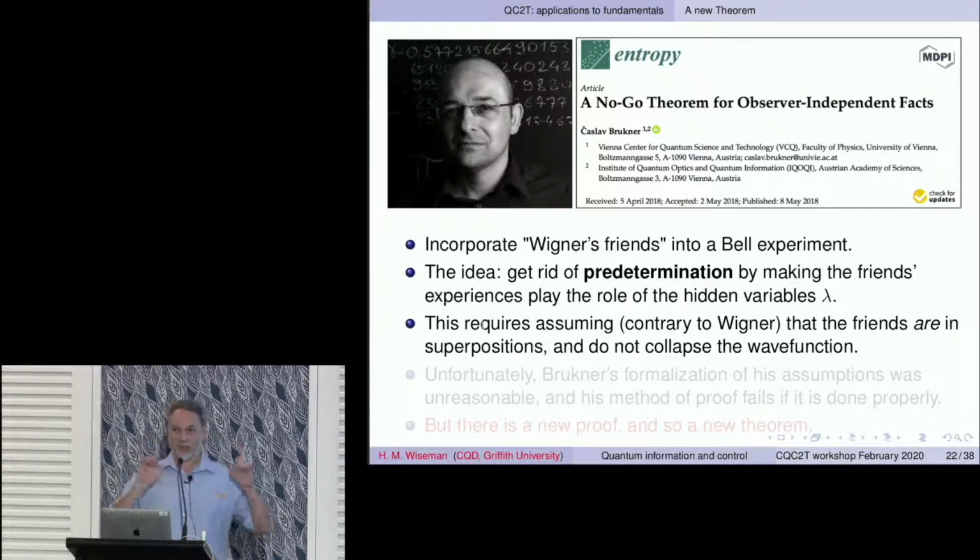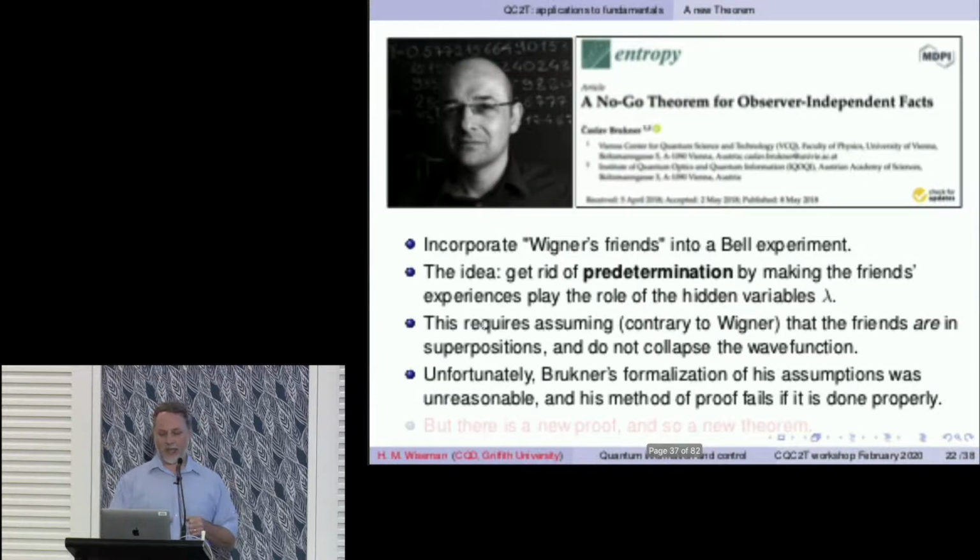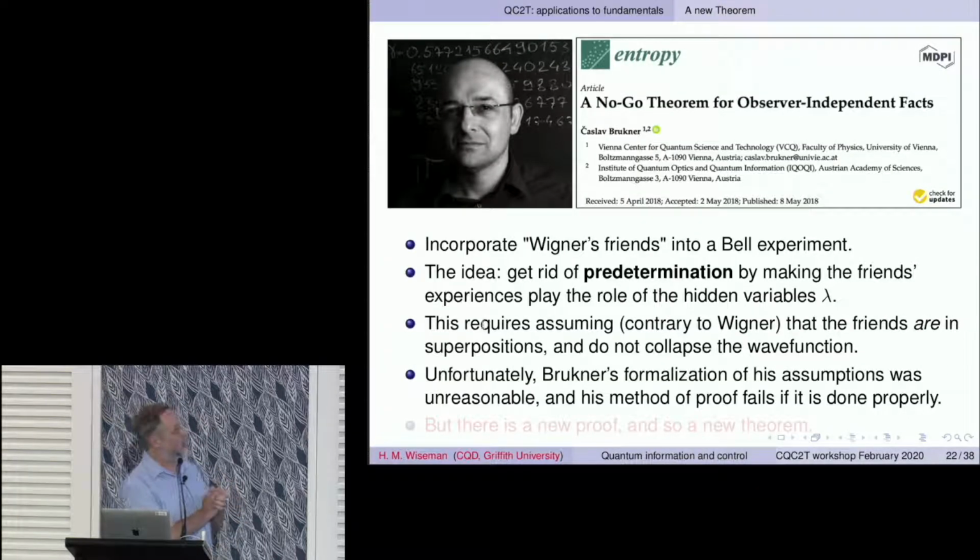So a successful experiment would prove that Wigner was wrong, but maybe that's probably the wrong way to phrase it. Brukner certainly assumed that the friend actually could be in a superposition prior to being measured. Okay, so unfortunately, Brukner's formalization was not really done properly, and so his proof was actually not a proof, so he doesn't actually have a theorem.